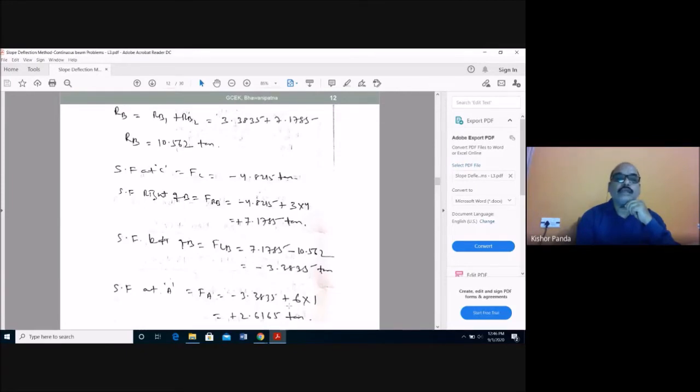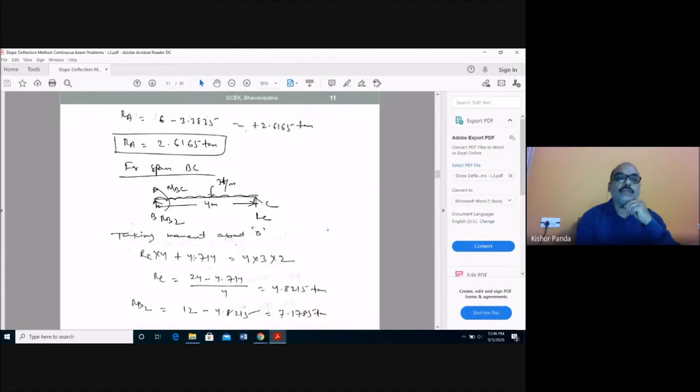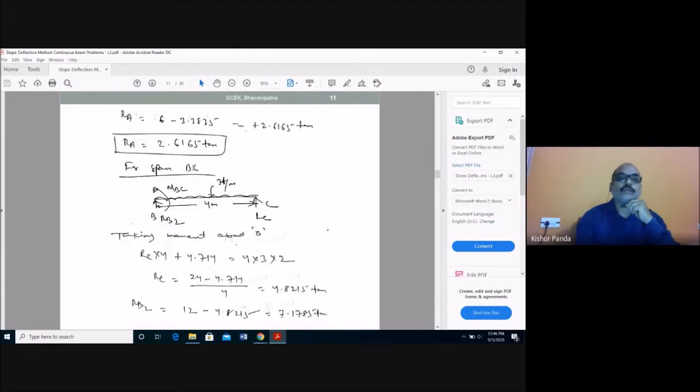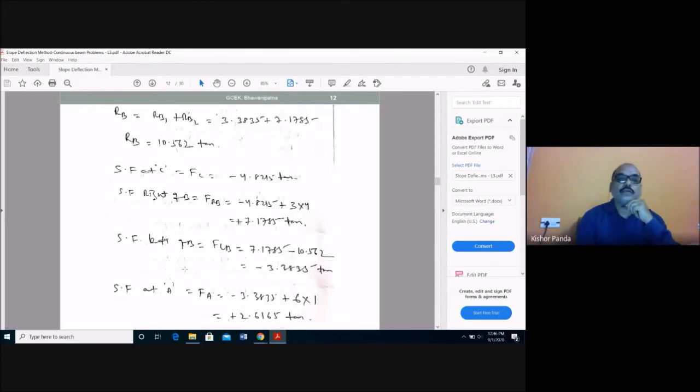So what you are getting for the reaction at A is the same value. Here you see, we got the reaction 2.6165 ton, and here also we got the shear force at A equal to this much. So shear force at A, FA, is equal to the reaction at A. After getting this, you can plot the shear force diagram.